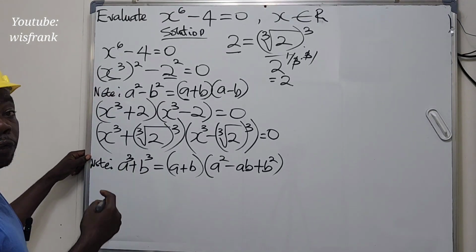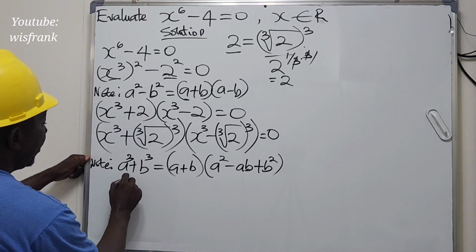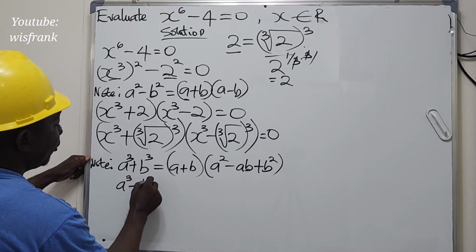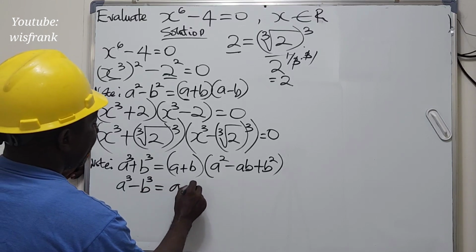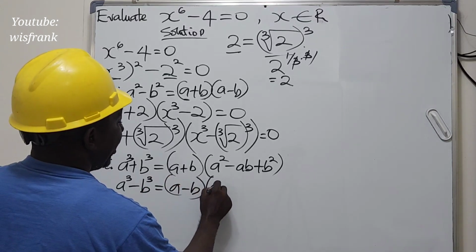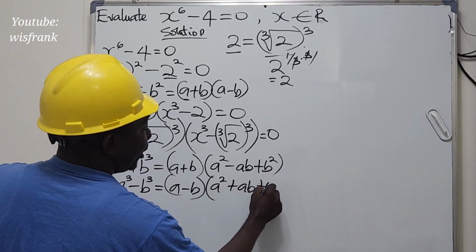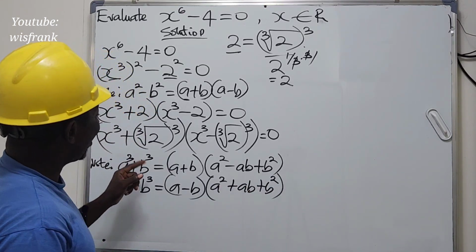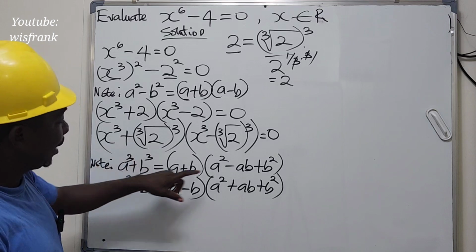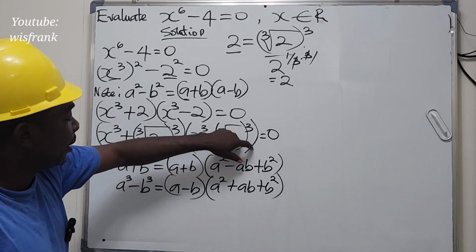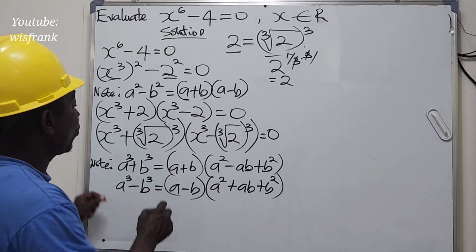Then for the difference of two cubes, we know that a to the power of 3 minus b to the power of 3 is the same thing as (a minus b) all into (a to the power of 2 plus ab plus b to the power of 2). So we are going to express this in this format and also this in this format. Let's take one after the other.